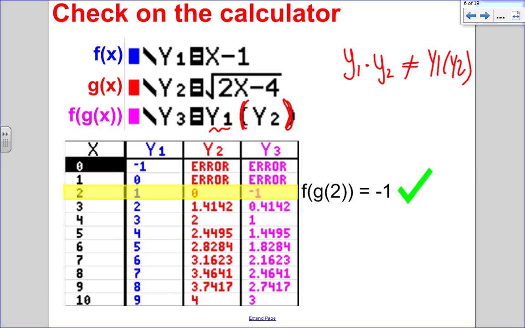So we were looking at what f of g of 2 is. So I look at when x is 2, and you can see here's f of 2, g of 2, and then all together f of g of 2, which is -1, which is what we got.